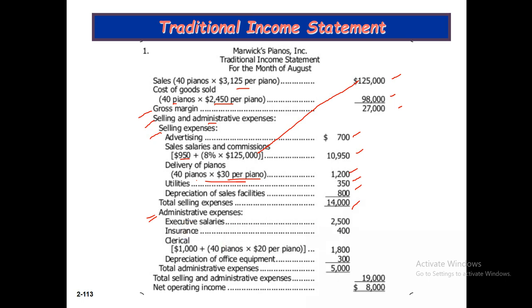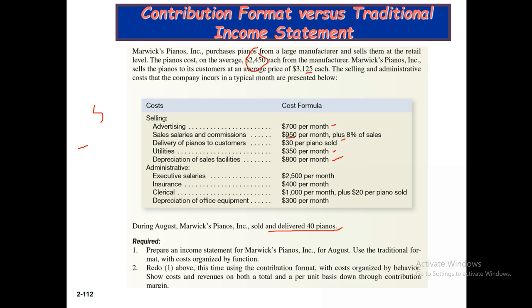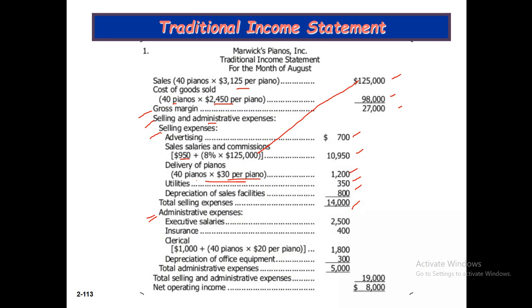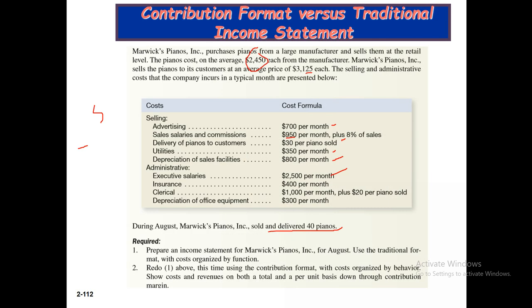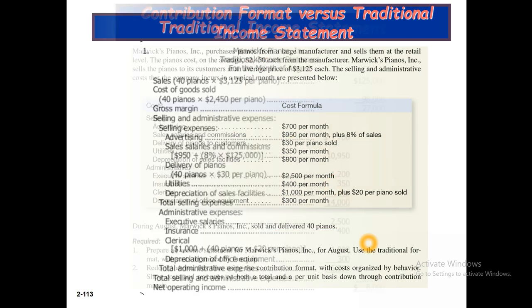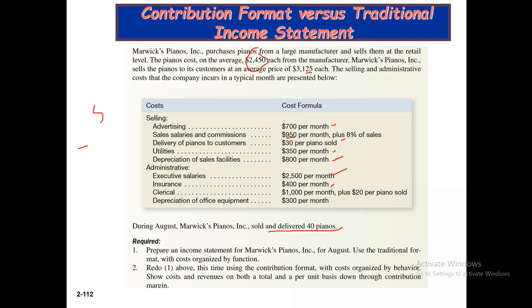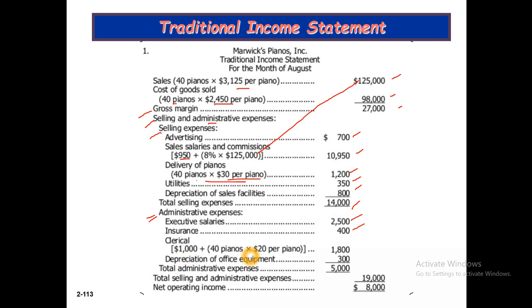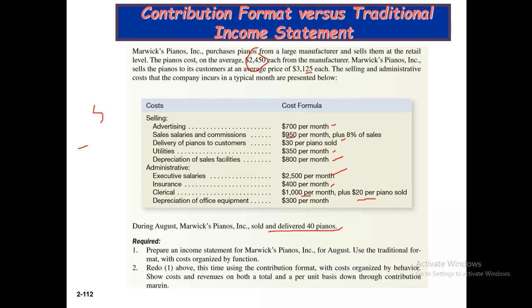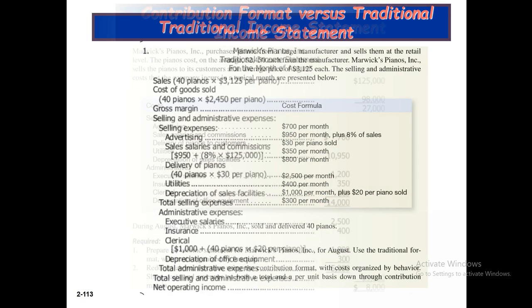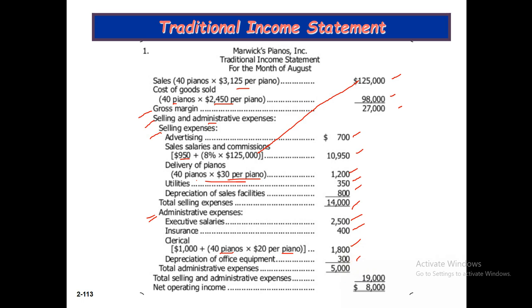Administrative expenses. This is the executive salary per month, this figure. Insurance, this is the insurance per month. This is the insurance figure, and this is the clerical figure 1000 plus 20 per piano sold. This is the 1000 plus 20 per piano, so 40 pianos. So the total figure will be this figure. And depreciation of office equipment 300 per month. This is the 300. So this is the total administrative cost.